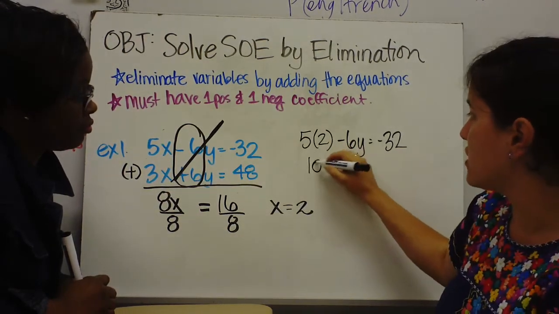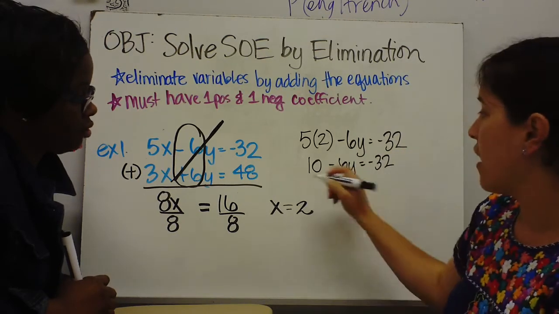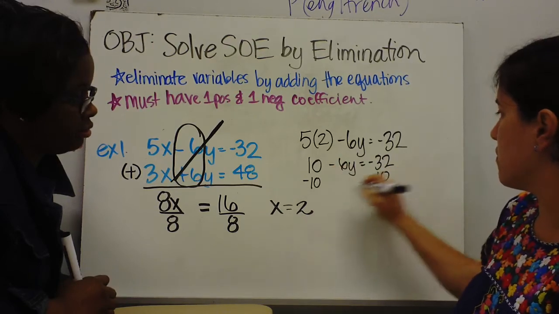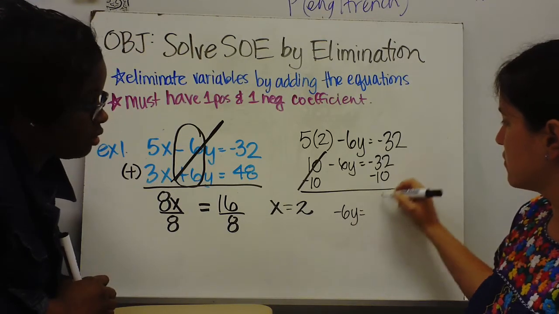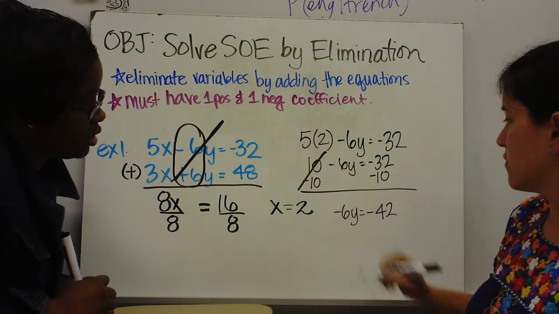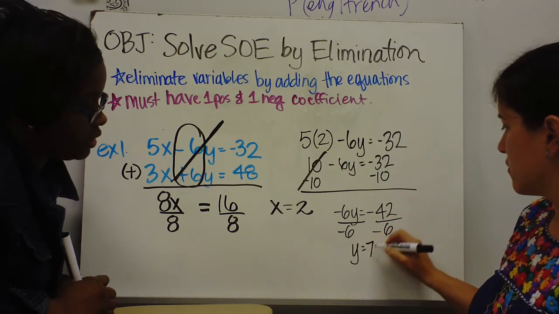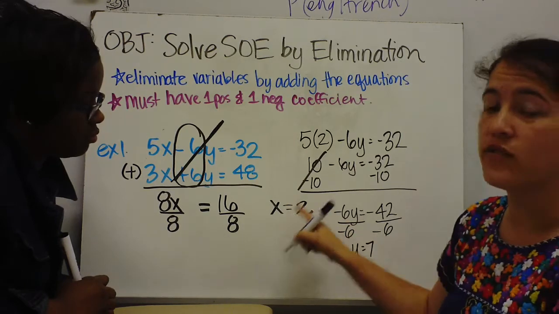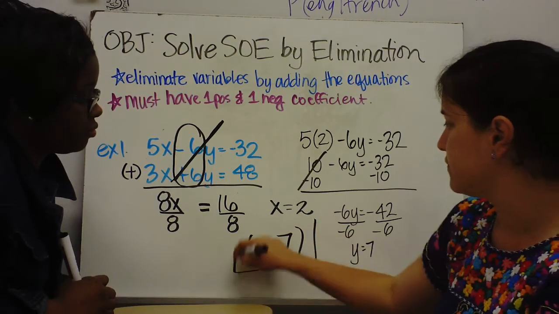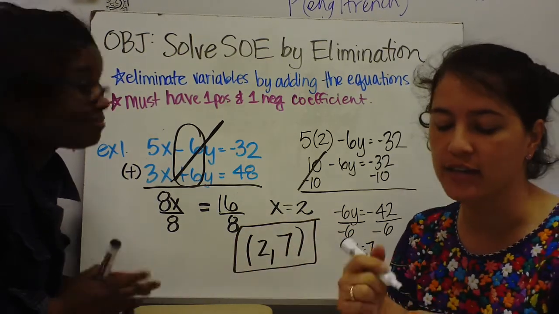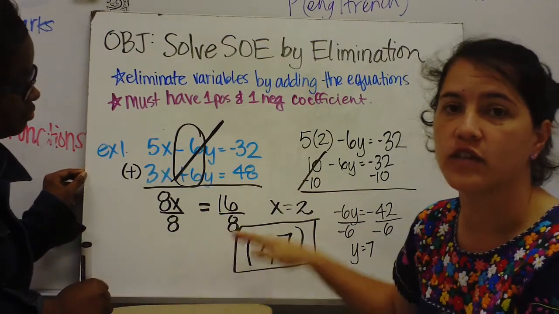Now I'm going to solve this equation. 10 minus 6y equals negative 32. I have to get rid of 10, so subtract 10. Now 10 minus 10 equals 0, so it cancels out. So you have negative 6y equals negative 42. And so divide by negative 6, and y would be positive 7. And because I have now an x value and a y value, I can put them together for my final solution, which is 2, 7. So that is an example of elimination. You're going to eliminate one of your variables, solve for whatever you have left, and then plug it in.